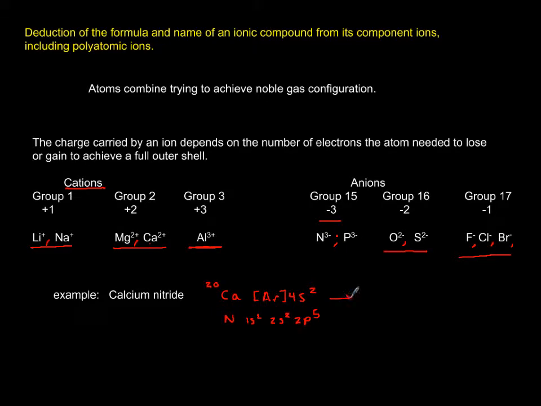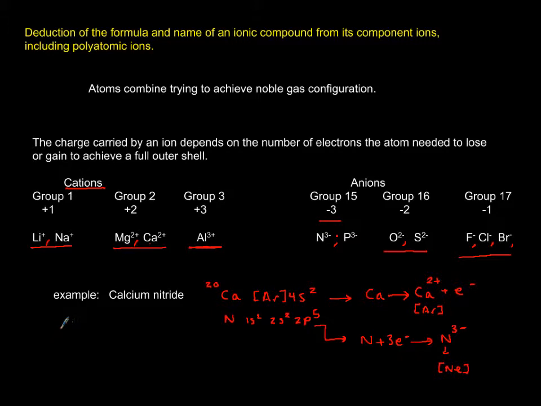So what happens is calcium is going to lose 2 electrons, and this process is also known as oxidation. We're not going to worry about it so much, but by losing 2 electrons, it forms calcium 2 plus. Now this has electron configuration of argon. On the other hand, if you look at nitrogen, it's going to gain 3 electrons, and when it does that, it forms nitride ion 3 minus, and right now this has noble gas configuration of neon.